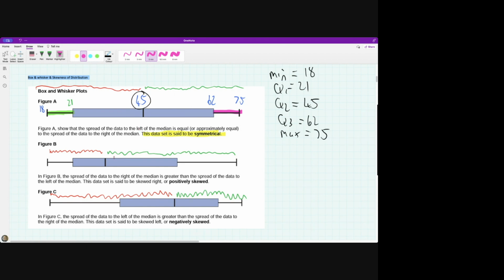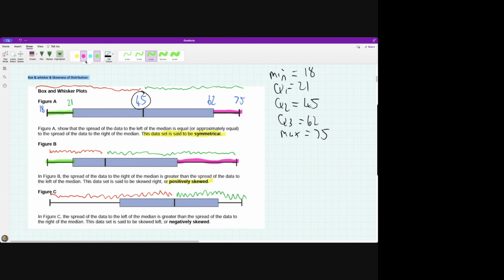Now, when we look at B, the top 50% is way more spread out than the bottom 50%. And when that happens, think about going to the right. If you go to the right, it's positive. We say that this data set is positively skewed, or we can say it's skewed to the right, like it's more spread out to the right. You'll also notice that the top 25% is more spread out than the bottom 25%. So that further reinforces that it's more spread out to the right, the data set is positively skewed.